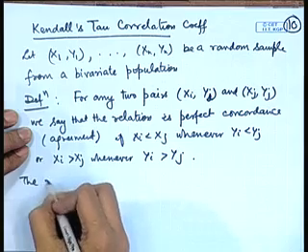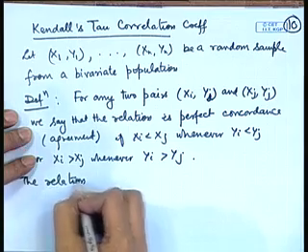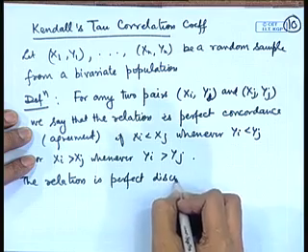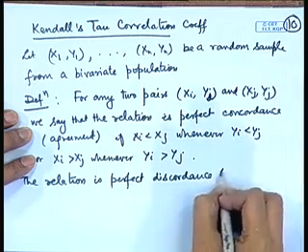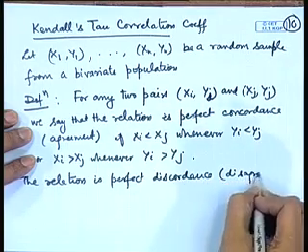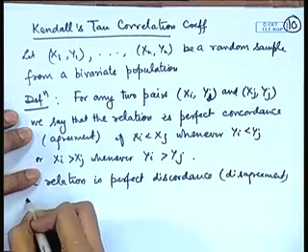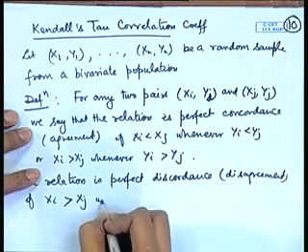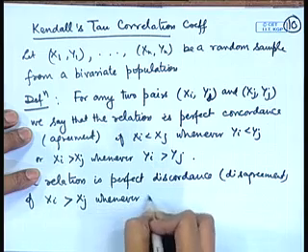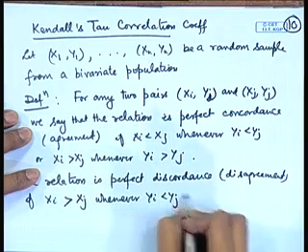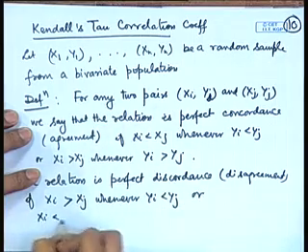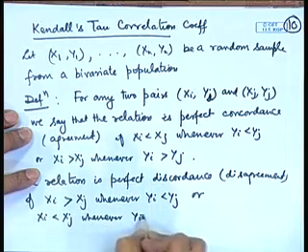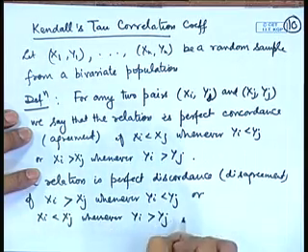The relation is perfect discordance or disagreement if xi is greater than xj whenever yi is less than yj, or xi is less than xj whenever yi is greater than yj.